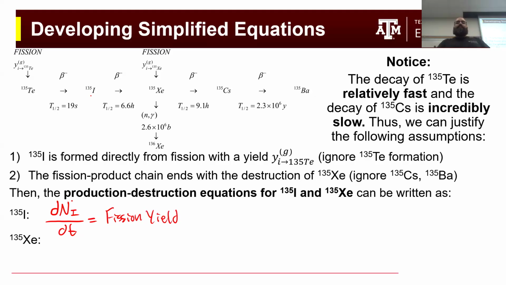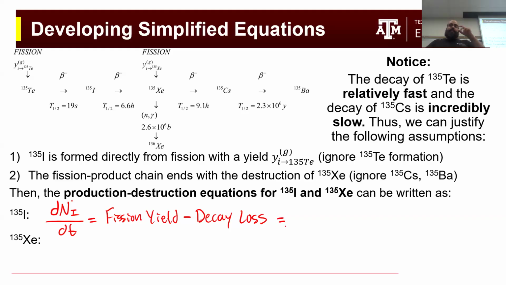And then iodine 135 itself is radioactive. So it gets gained from fission and it gets lost by decay. So we have a minus and then we have a decay loss. So that's just in terms of words what our conservation statement is going to look like.